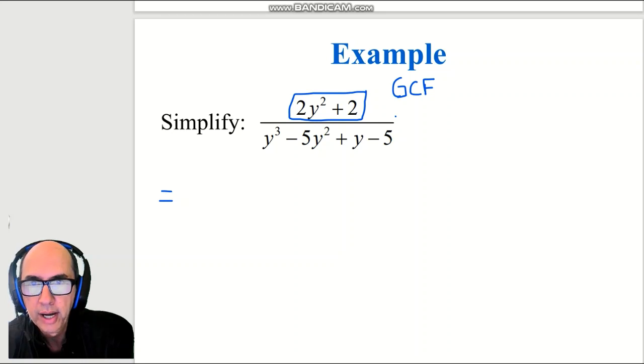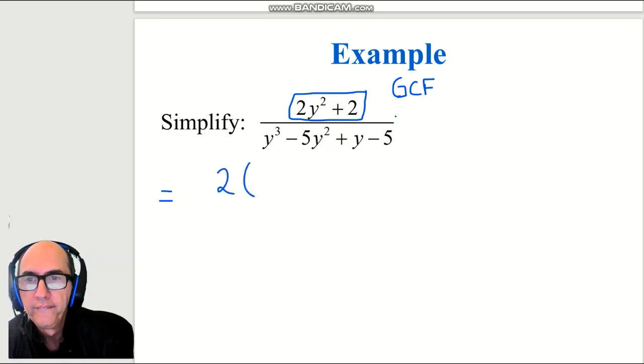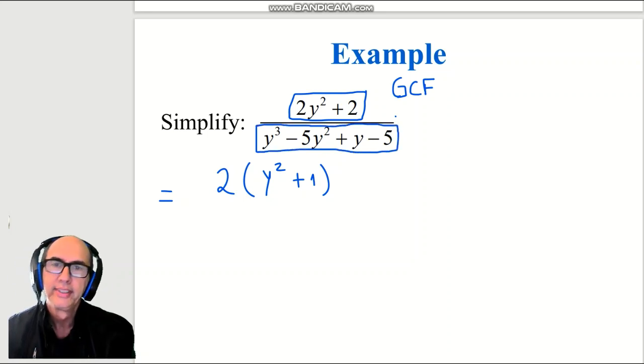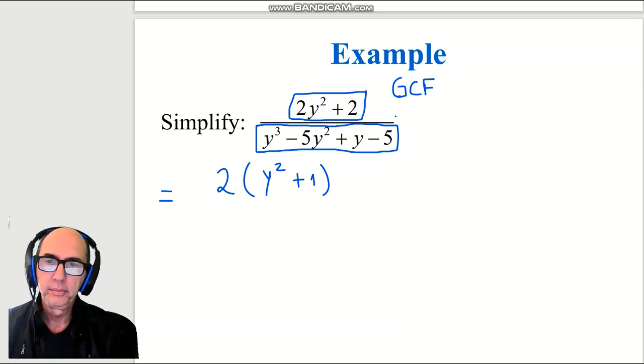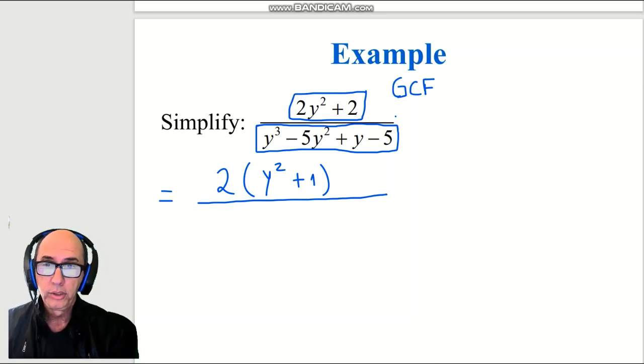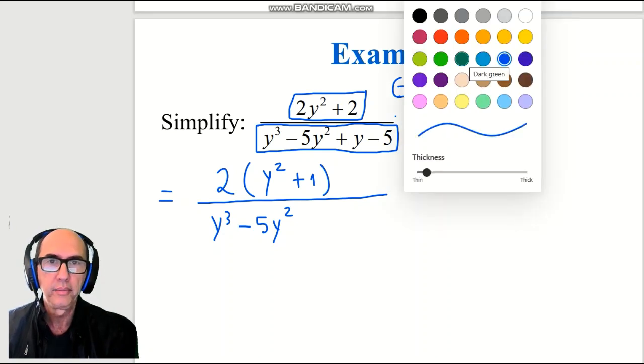Can you see the greatest common factor? Yes, 2 times y squared plus 1. On the bottom, we will have 1, 2, 3, 4 terms. And those 4 terms, I don't remember any method from the last section that we have 4 terms like that. We will try to split and we will work with y cubed minus 5y squared.